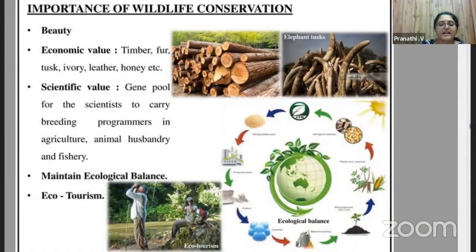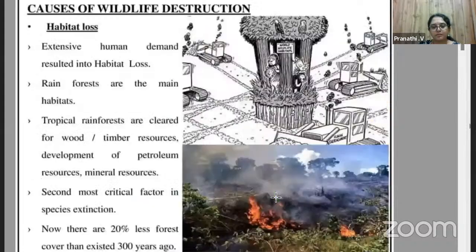So again, they have given the importance of wildlife conservation, where it is their beauty, economic value, because you're going to get different kinds of timber, fur, wood, ivory, leather, you name it, from the wildlife. Scientific value, again gene pool for breeding programs, so that you get better animals. And ecological balance has to be maintained, and ecotourism, like I told you, if you go for a nature tour or botanical tour or scientific tour and local visits, you learn a lot about the wildlife, and you know how to conserve that particular area as it should be done.